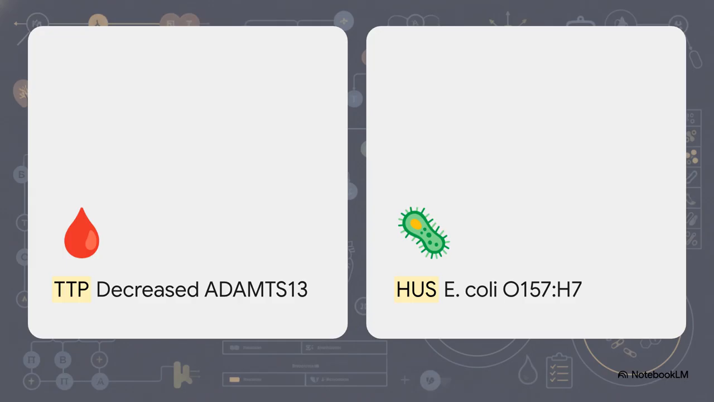On the flip side, we have HUS, or hemolytic uremic syndrome. That's triggered by vascular damage from a Shiga toxin, and it almost always follows a bout of preceding bloody diarrhea, usually from E. coli O157:H7.